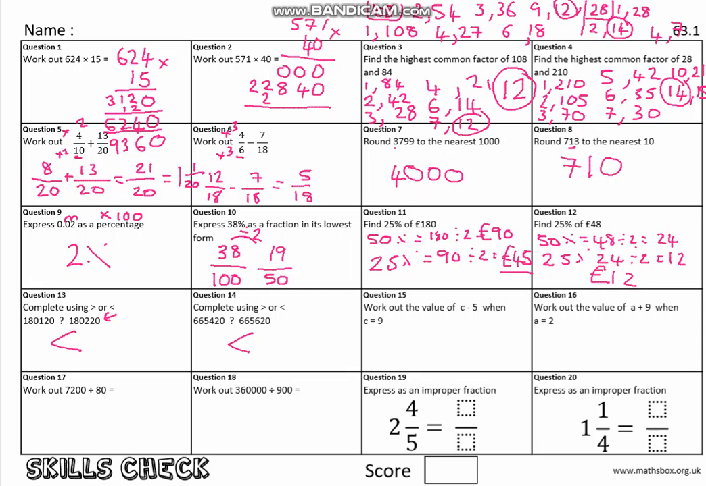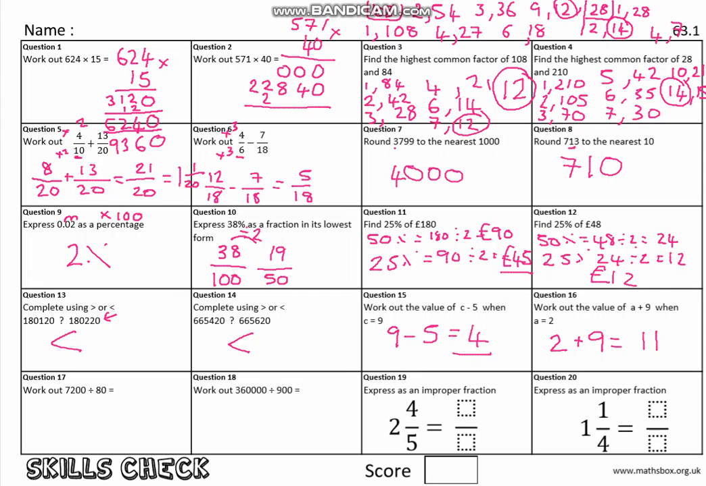Okay, on to the next one then, a little bit of substitution. It says work out the value of c minus 5 when c equals 9. So I've just got to put my 9 where c is because I know that that's the value of it. So I would do 9, because that's what c is, minus 5, and that equals 4. So that's my final answer there. Next one says, work out the value of a plus 9 when a equals 2. So I'm just going to pop that in. So a equals 2 and then add 9, so that equals 11. Perfect.